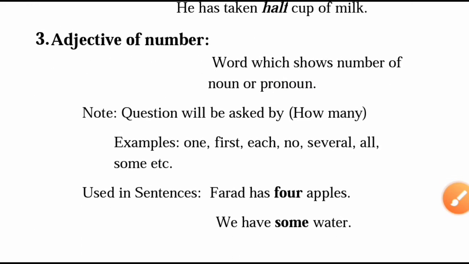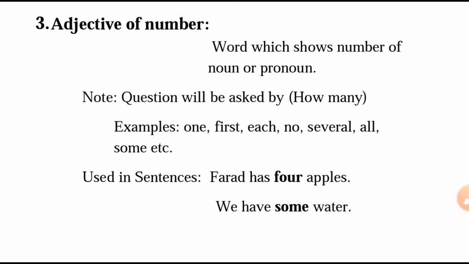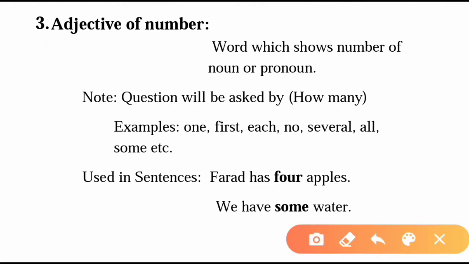Let's talk about the third, which is adjective of number. Now what is it? Words which show the number of a noun or pronoun. Those words that are showing the number, it could be a noun or it could be a pronoun, as we are talking about adjectives. When you are talking about numbers, it is basically an adjective of number. Here you have to note the point: if the questions are made by using how many, then you can say it is an adjective of number. For example, how many bikes do you have? The answer is going to be, I have 4 bikes. So 4 is the number.